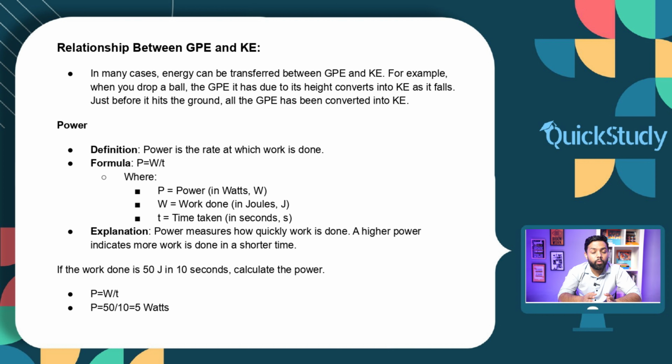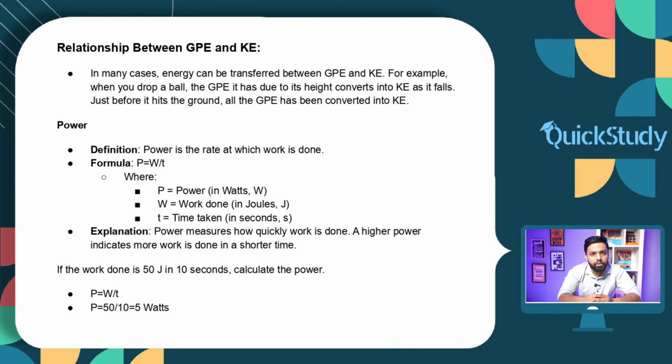Last but not the least, we will be talking about power. Power is the rate at which work is done. Do not get it confused with energy. Energy is the ability to do any work, and power is the rate at which work is done. It also has a formula, which is P is equal to W divided by T, where P is for power, W is for work and T is for time. We have to remember power measures how quickly the work is done. A higher power indicates the work is done in a shorter time.